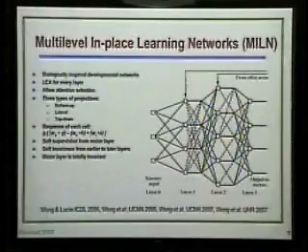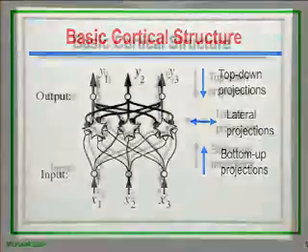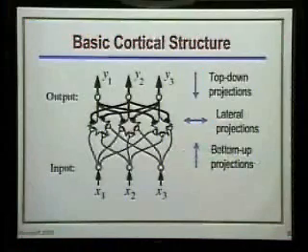Let's look at the first 2 types. We put top-down aside first and talk about lateral and bottom-up projection. So you have a pre-synaptic activity X. Then you have a post-synaptic activity Y. Post-synaptic activity will inhibit neighboring neurons.